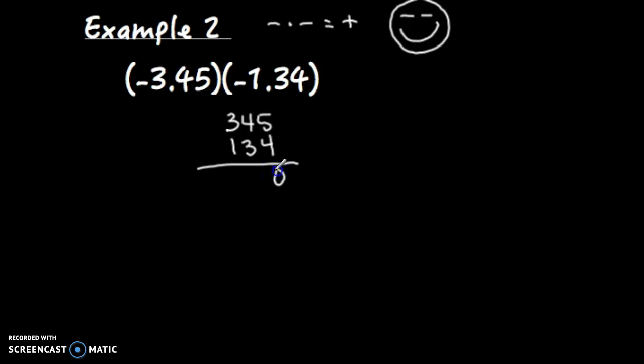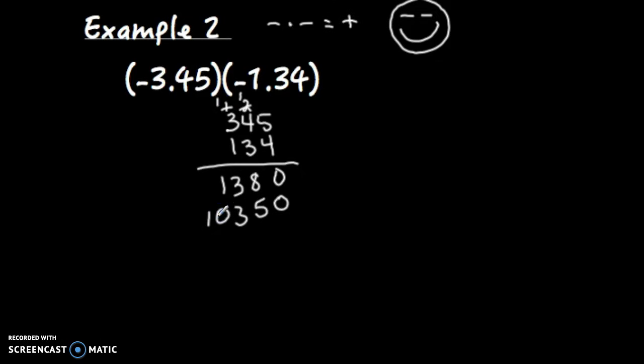And then I'm going to start my multiplication process. 4 times 5 is 20. 4 times 4 is 16. Add the 2, we get 18. 4 times 3 is 12. Add the 1, we get 13. Okay. Now when I move on to multiplying it by the 3, remember to add your placeholder 0. 3 times 5 is 15. 3 times 4 is 12. Add the 1, 13. 3 times 3 is 9. Add the 1, you get 10.